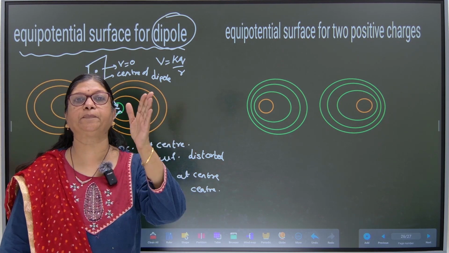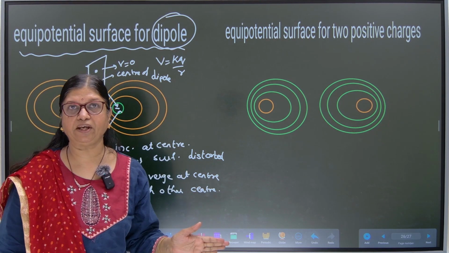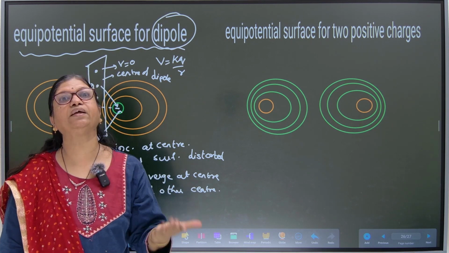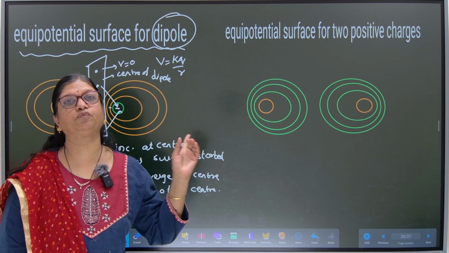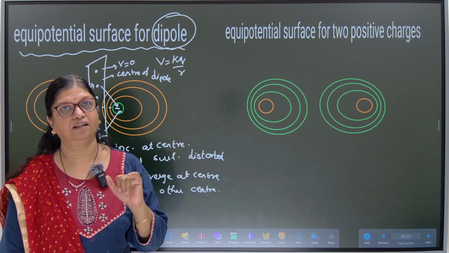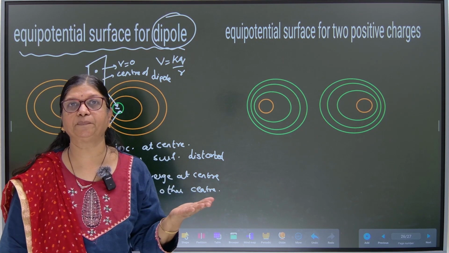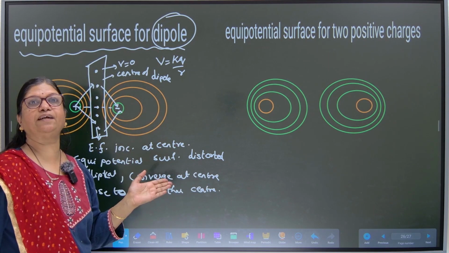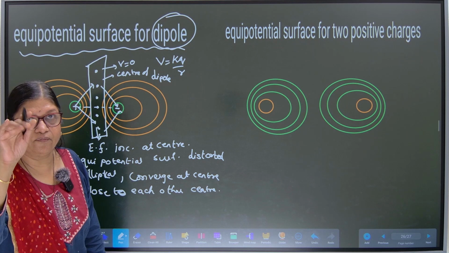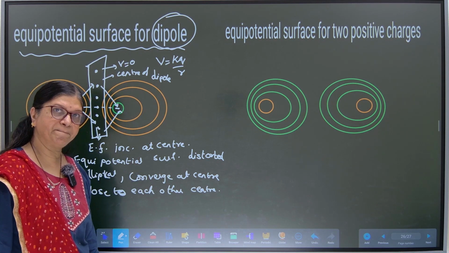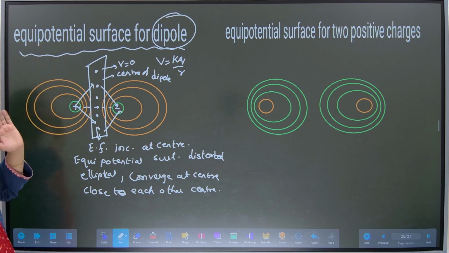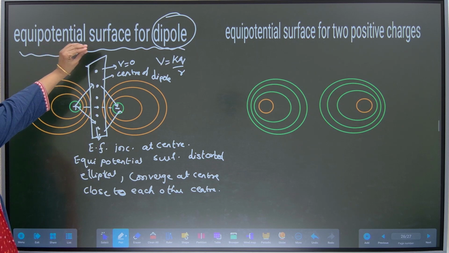Potential is same at all the points on this surface and zero also at all the points on this surface. Reason, they are equidistant from positive charge and negative charge. So when I add up according to superposition, one side value will be positive, another side will be negative. They'll cancel out each other. V is equal to 0. Fine. So remember all these points for a dipole. Clear? Equipotential surface for a dipole.